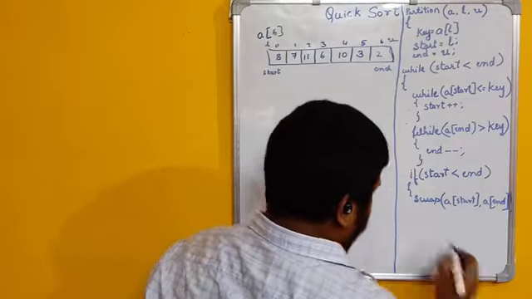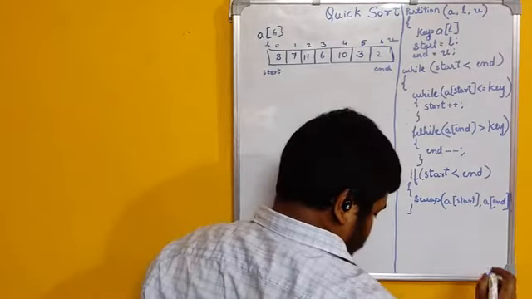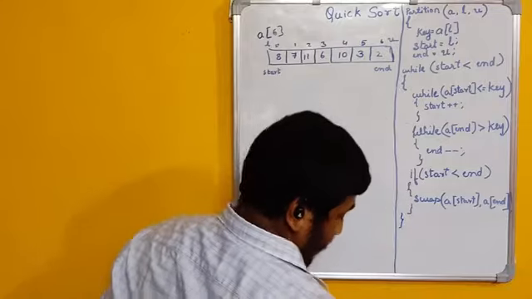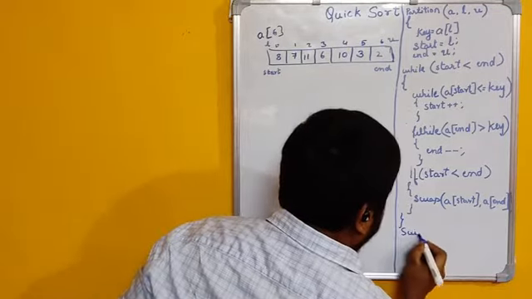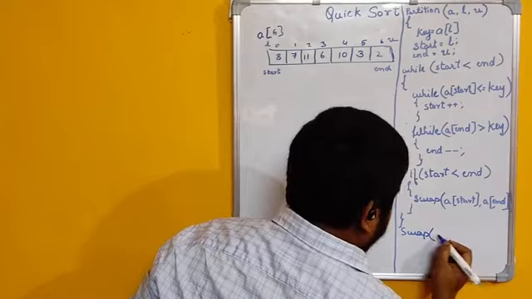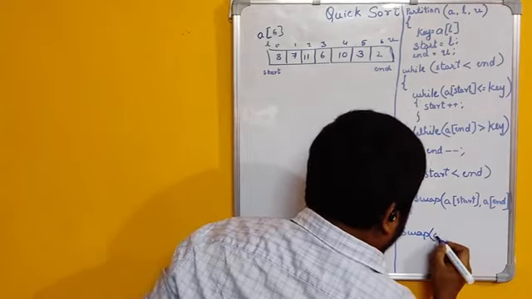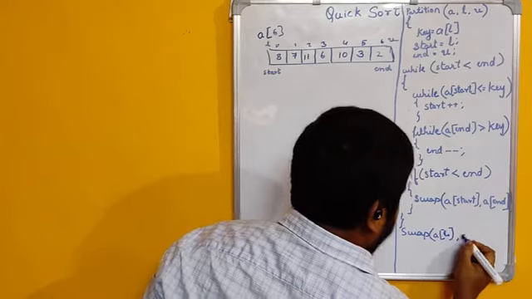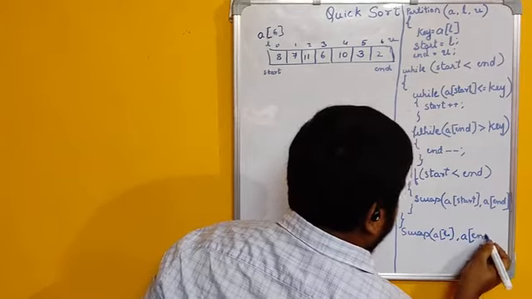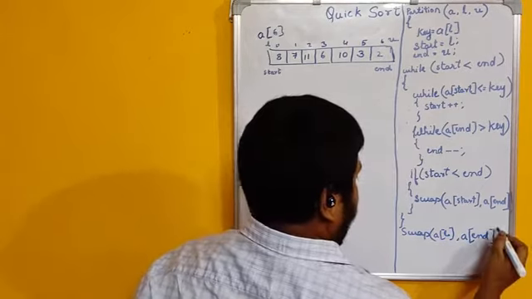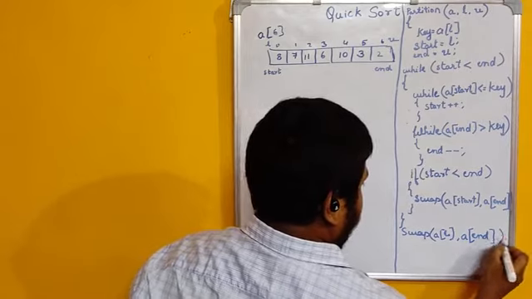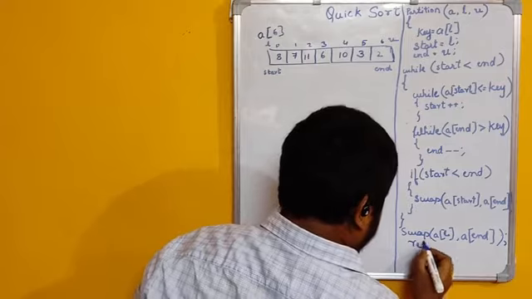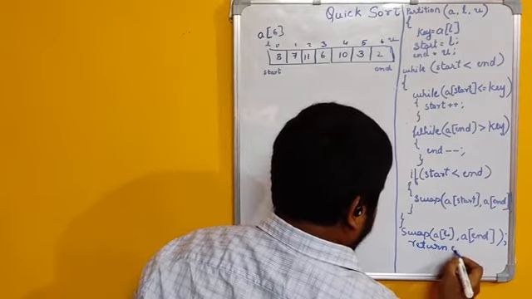Okay, this is one function. This while loop closes here, and now swap A of L, comma A of end. So again, what we have to do? Return end.